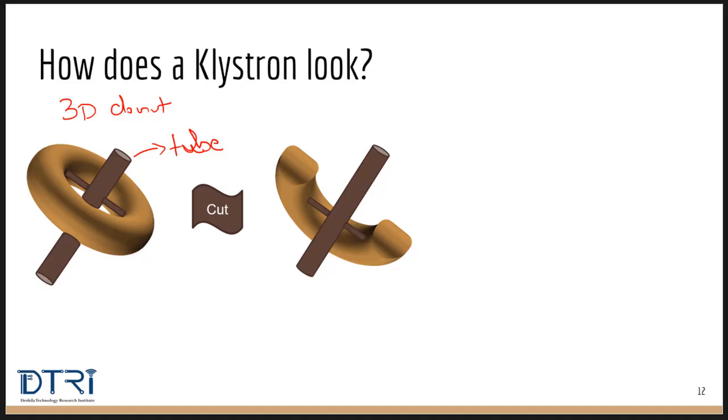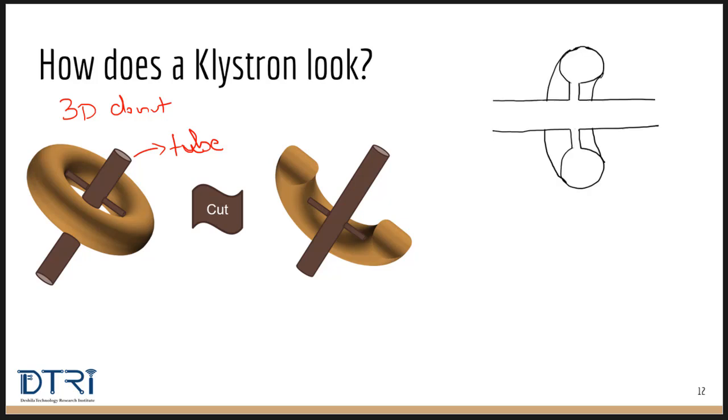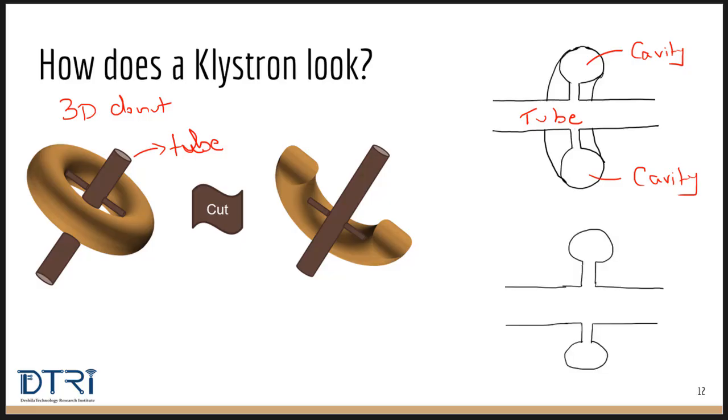What you see here are the cavities from the cut donut, and the tube at the center. This is the final stage, how a klystron looks mechanically, and this is a 2D structure.